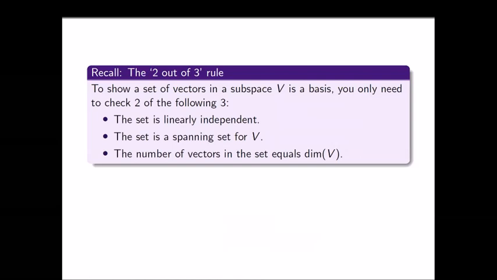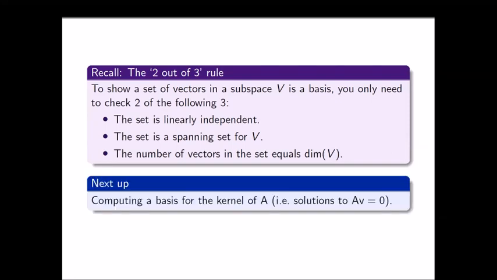The last thing I want to mention in this mini review is the 2 out of 3 rule. If we have a subspace and a set of vectors, and we want to show that it's a basis, we only need to check 2 of the following 3 things. The moment 2 of these are true, the third one is automatically true as well. The 3 conditions are the set being linearly independent, the set being a spanning set for the subspace V, and the number of vectors in the set equaling the dimension of V.